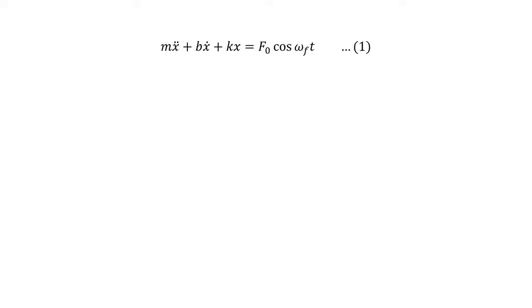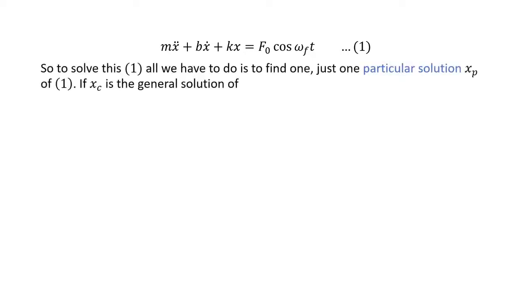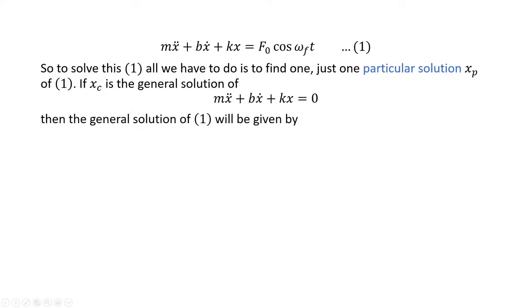So we only have to find one solution of this differential equation. So if xc is the general solution of the associated homogeneous version of 1, so where this term is 0, if xc is the general solution of this thing, and this we know perfectly well how to find based on the previous chapter's work, then the general solution of 1 is given by the sum of the two.